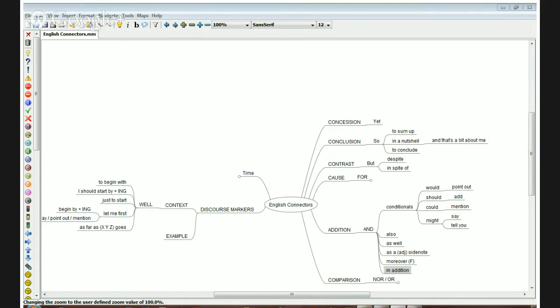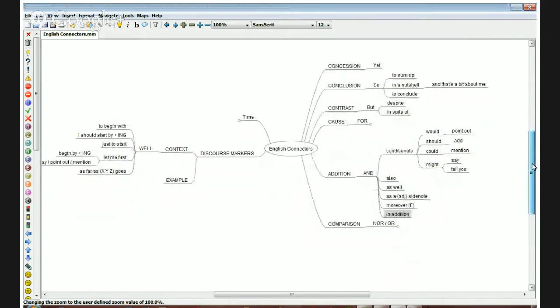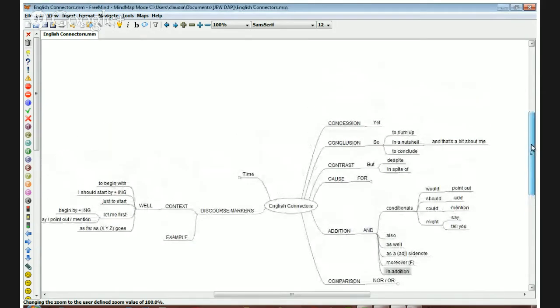But today we're going to add a new skill. I'm going to be adding to this map. You'll notice at the bottom of the map, on the left side, it says discourse markers. And I've got context and example.